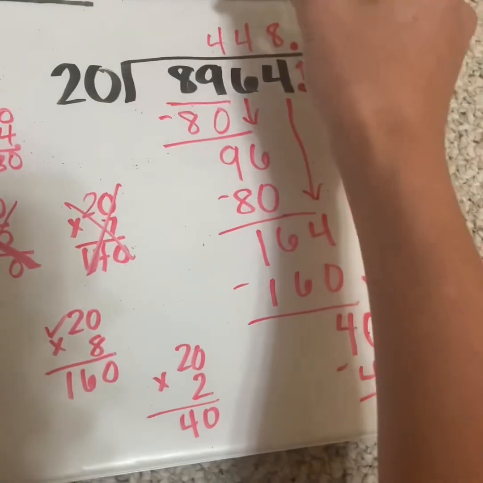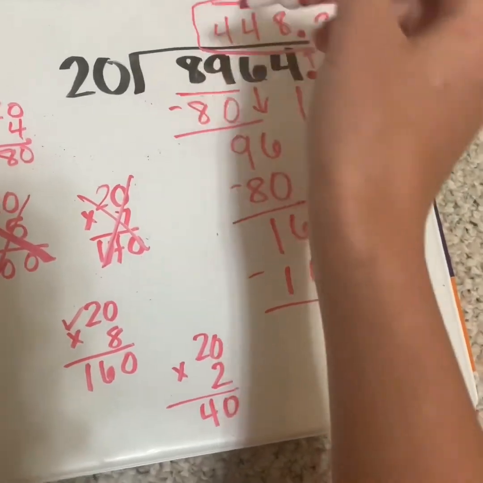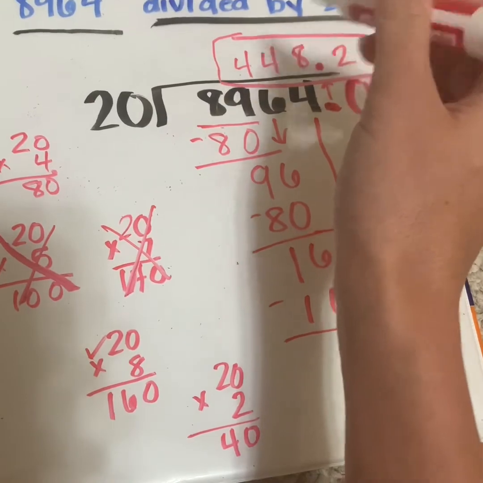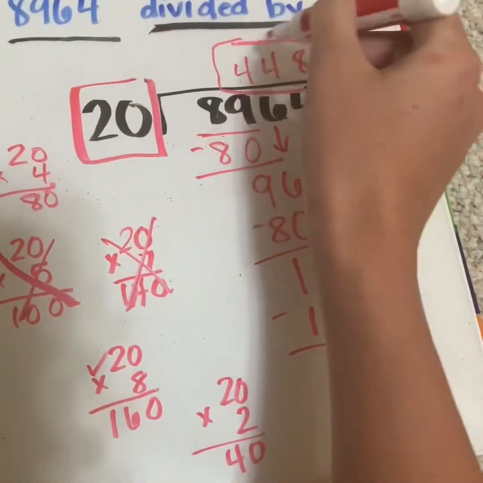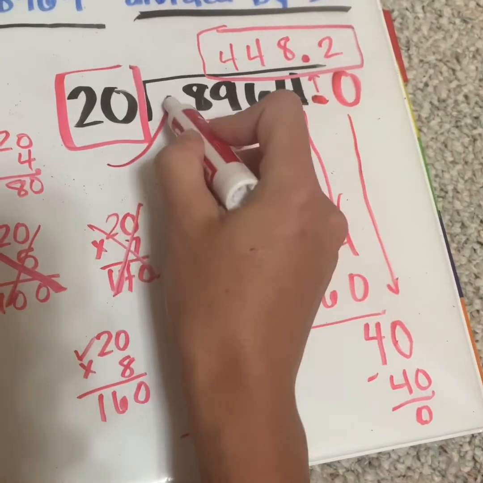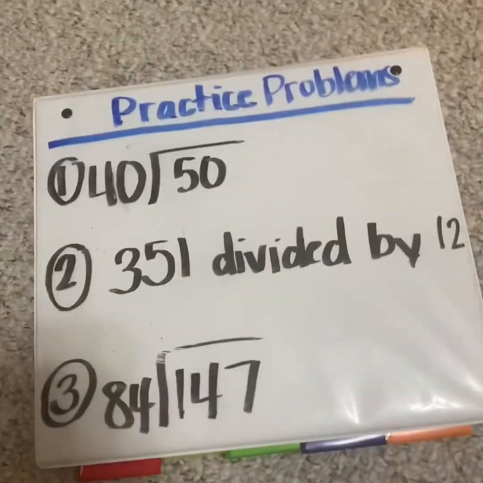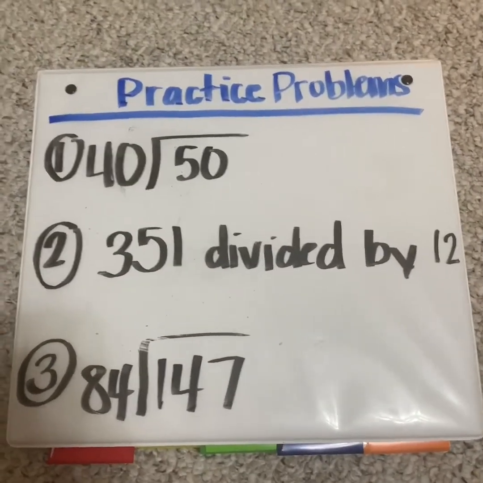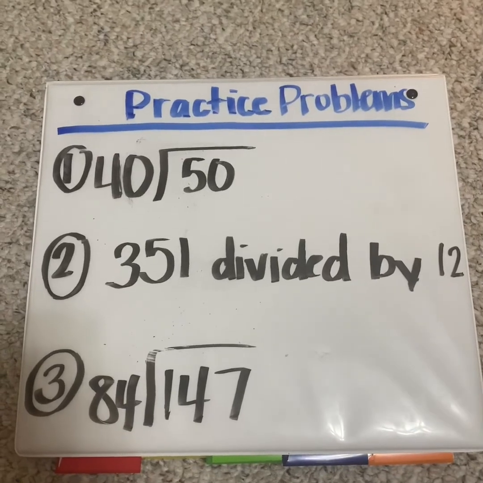And remember, you can always multiply your divisor by your quotient to get your answer, and if you get your dividend, you are correct. Here are some practice problems for you to do on your own. Go ahead and pause your video, and after you finish, the answers are going to be in the comments so you can check yourself.